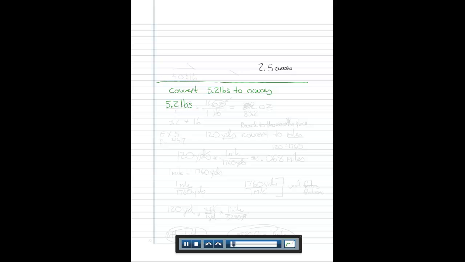And so for this example, I would want to use 16 ounces over 1 pound so I could cross-cancel the units of pounds. That's how you determine it. That's how I determine it.